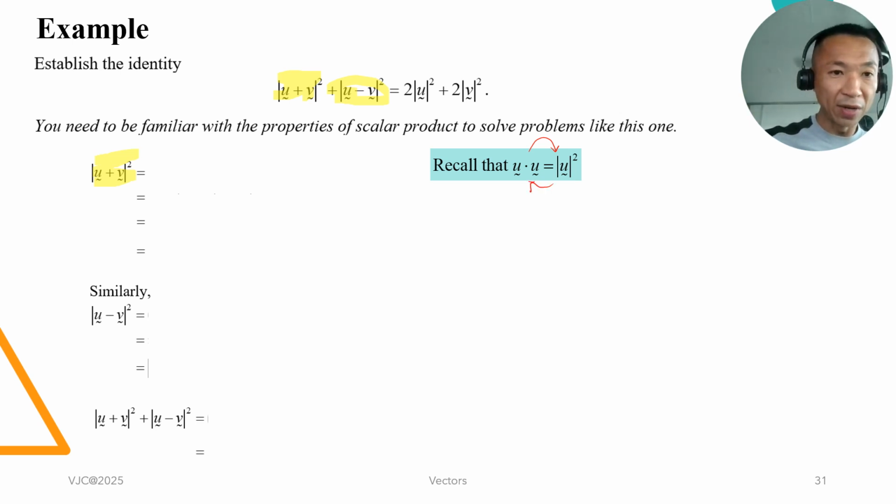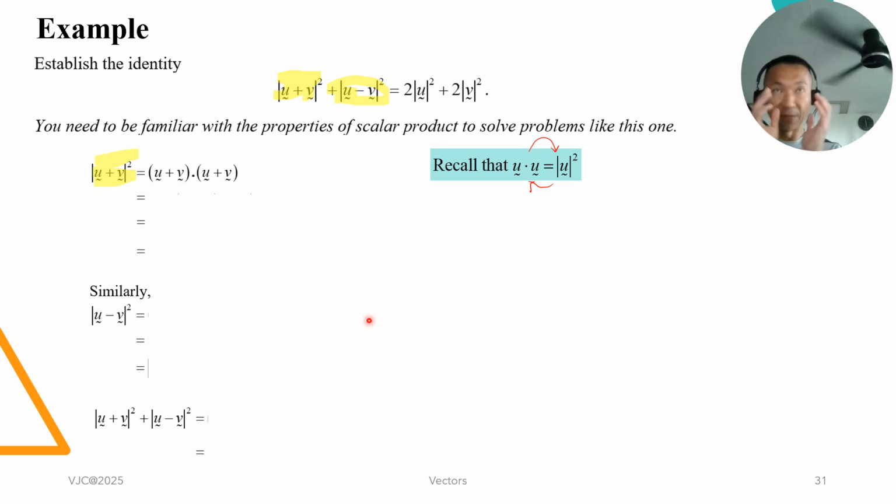Correct? So now I have this vector, which is u plus v mod square, is actually u plus v dot u plus v. All right? So a vector dot itself is actually mod u square. All right. So that's that.